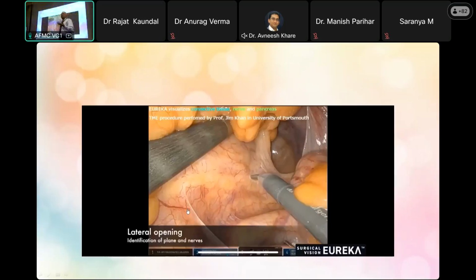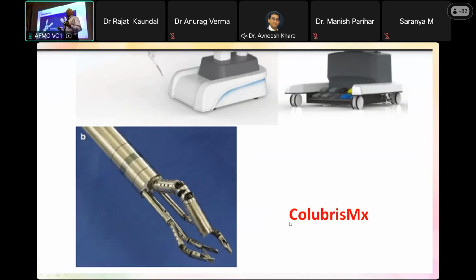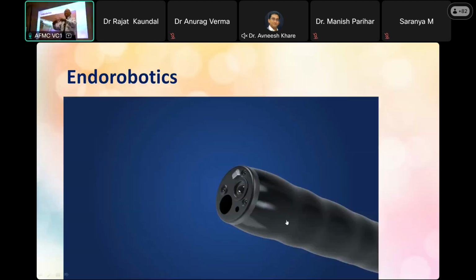These are advances which have come to help the clinician, to help me provide better patient care. They are not very difficult to use, and I can avoid injuries to various nerves and vessels. The new thing, like Colubris, where endorobotics have come, helps you operate with two links, and they can really operate. They can operate on anything. You can suture, you can do a rolling stitch. All of these can now be manipulated with the help of AI with a minimal amount of effort.